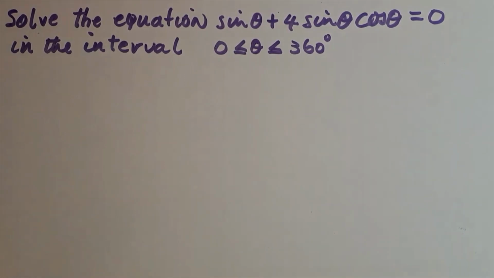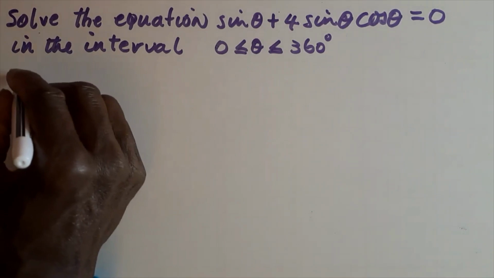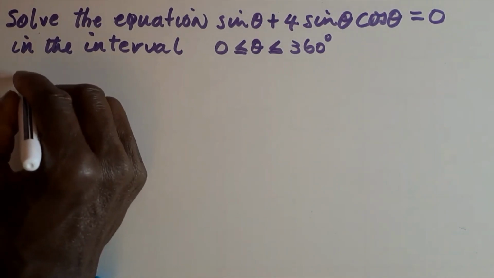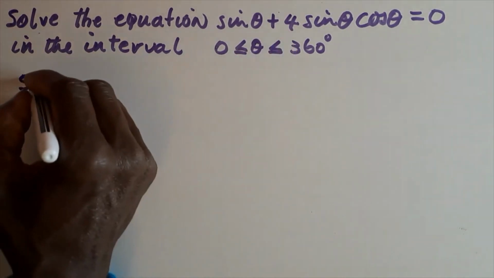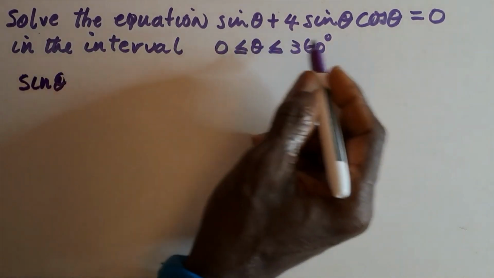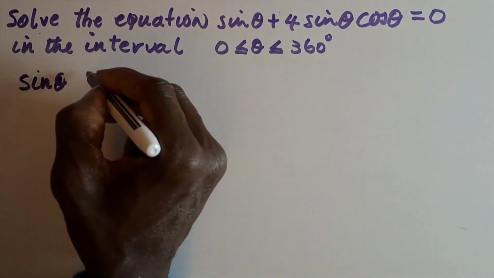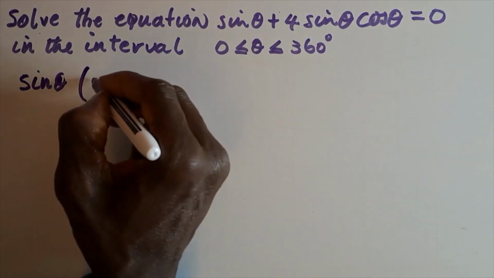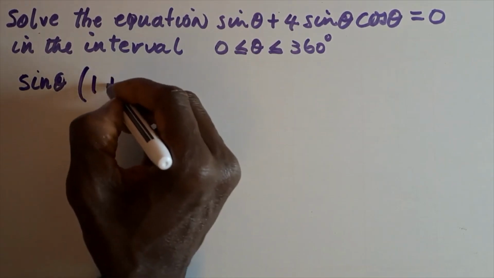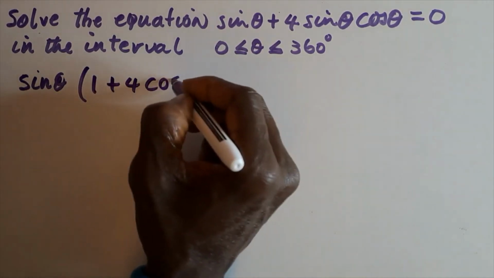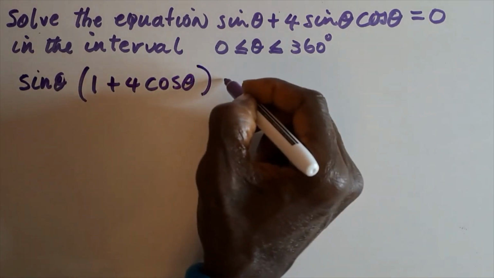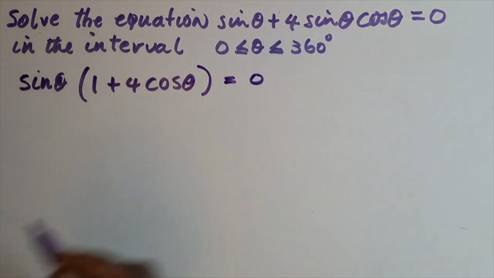So the first step is, this equation looks fairly complicated. So one way to make something simpler is to factorize it, and that's what we'll do. We can factorize this as sine theta, which is common to both parts, and in brackets we have 1 add 4 cosine theta. And this is all equal to 0.